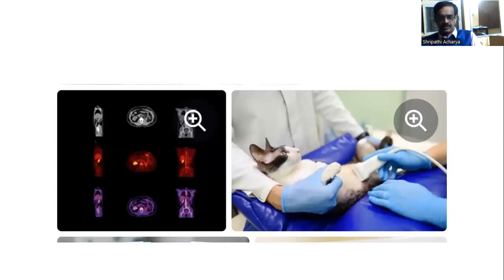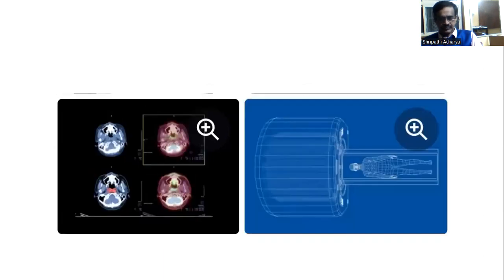In the animal, a cat, the transducers are moved over the body of the animal, and we can take the PET scan after injecting the radioactive substance. On the left side, you can see the PET scan film, different phases. The film holds the PET scan in different horizontal planes.